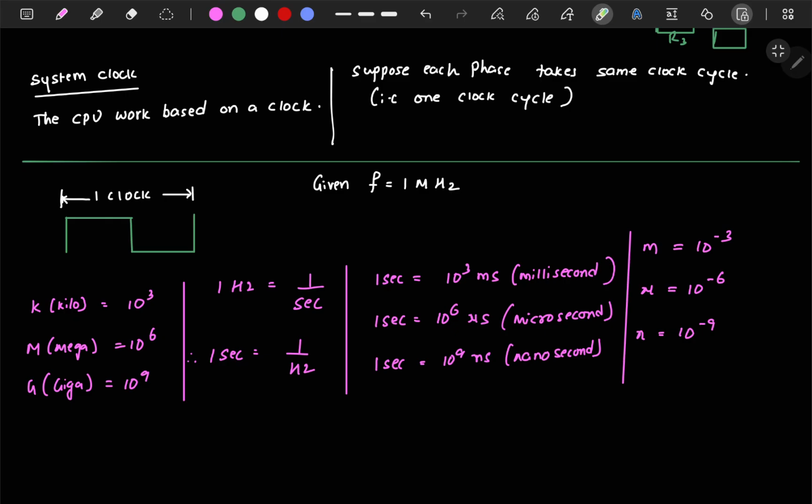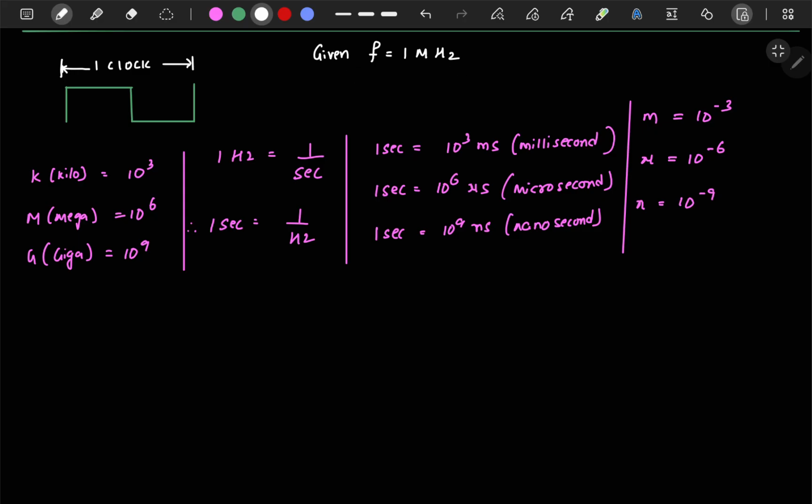Okay, now coming to this part, frequency equal to 1 megahertz, right? Here frequency is already given. I have to calculate the time period. That is the measurement of this one clock, what is the time period. So for time period, which is denoted by T, we already have one formula, that is 1 upon frequency. Fine. And we already know that frequency is given, 1 megahertz.